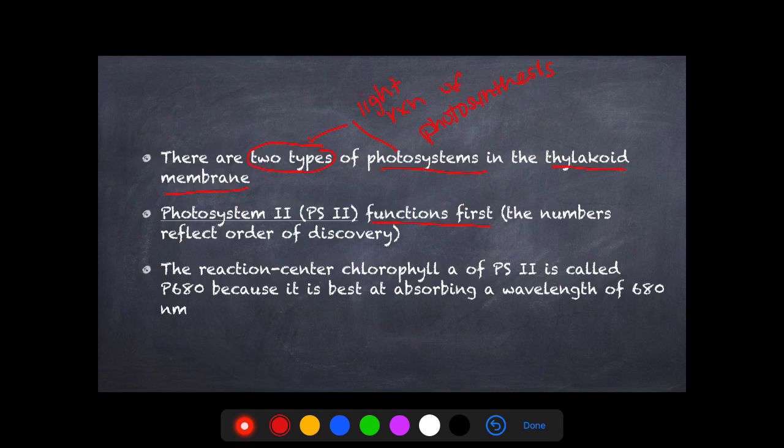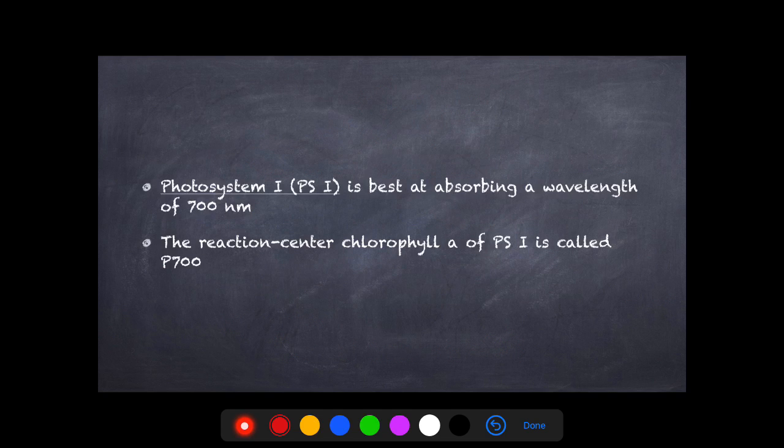And this is going to have the reaction center chlorophyll A. The reaction center of chlorophyll A in photosystem 2 is going to be called P680. And this is going to be best at absorbing the wavelength of 680 nanometers. That's why it's called P680. So when you have a light reaction, the first photosystem that's going to act on it is photosystem 2, also known as P680, because that is the wavelength that it absorbs.